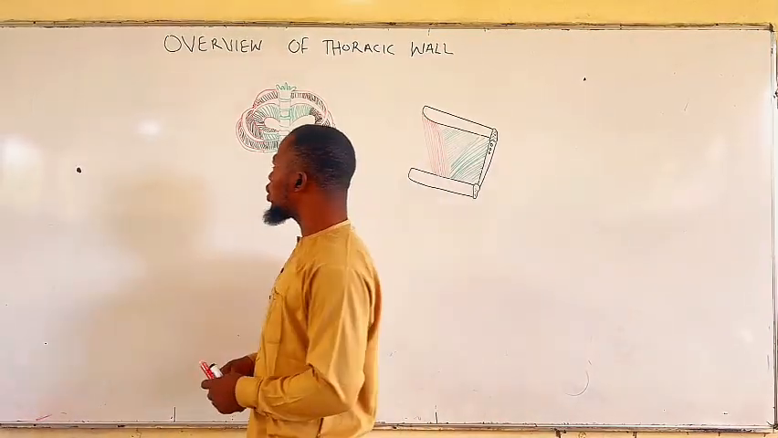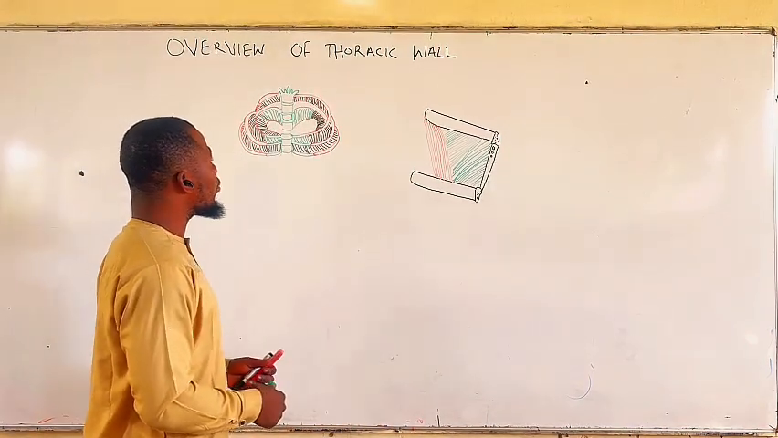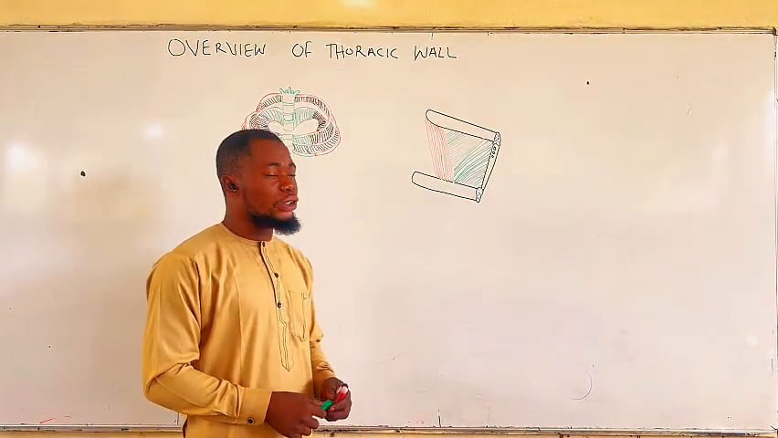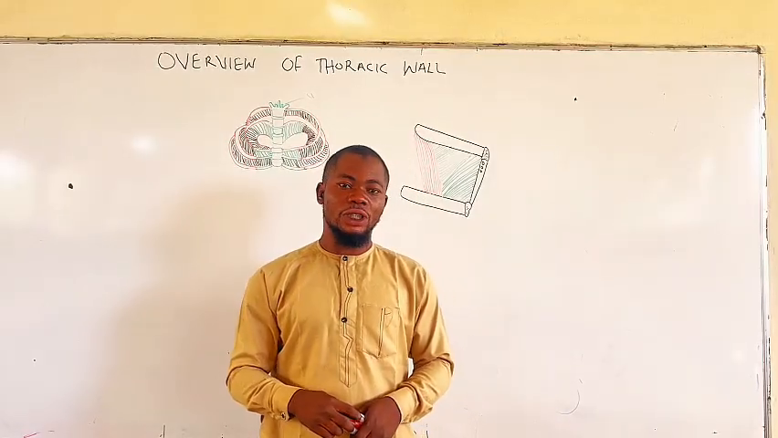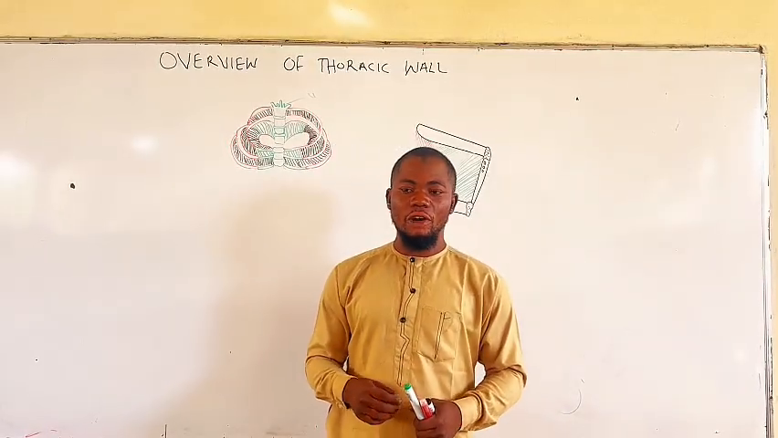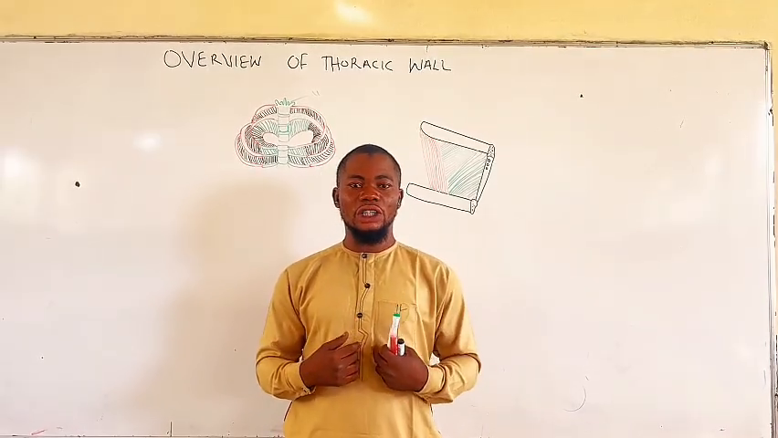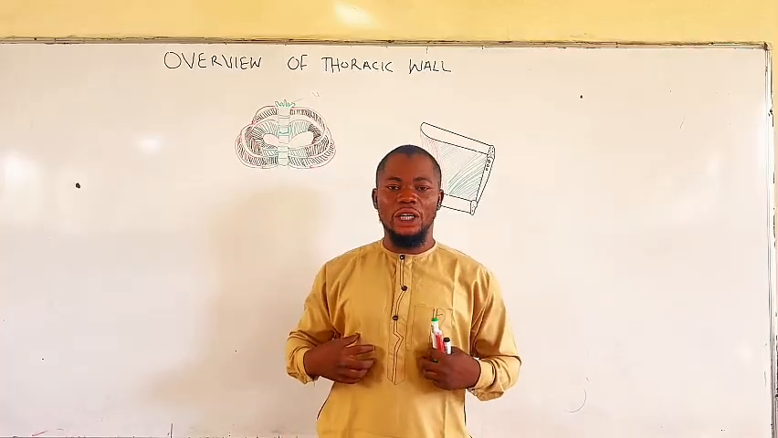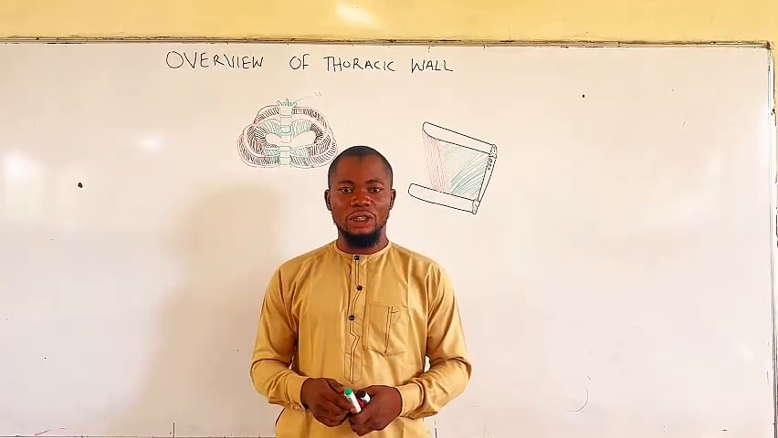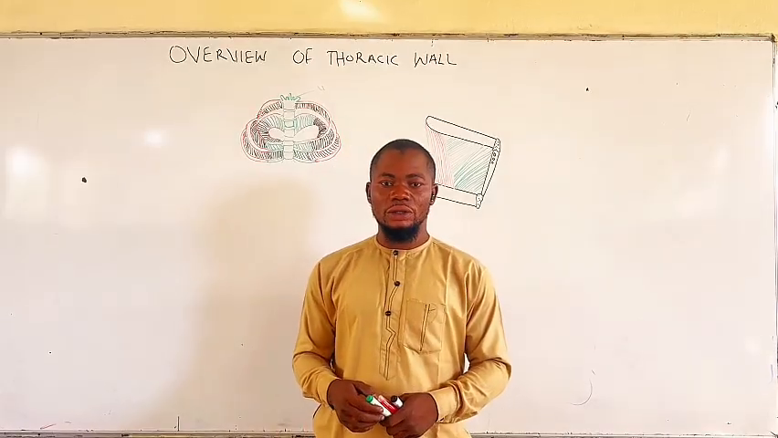So, the thoracic wall is formed posteriorly by the vertebral column, that's the thoracic vertebra, formed anteriorly by the sternum with their costal cartilage, and laterally by the ribs together with their intercostal spaces. Those are the formation or the boundaries of the thoracic wall.